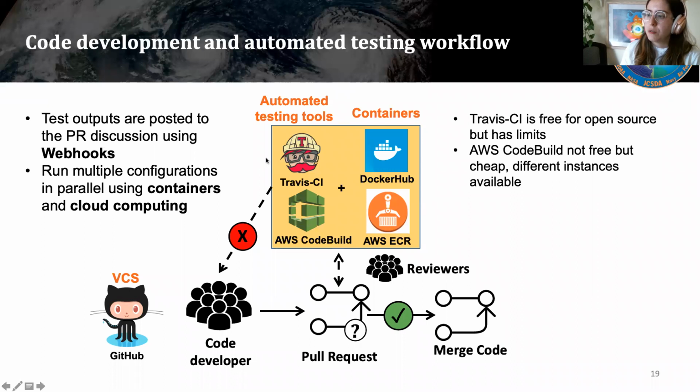After all the tests pass, and the reviewers approve the code, we can merge it into the main repository. If a test fails, the PR needs to go back to the code developer, and they need to take care of the test failures.